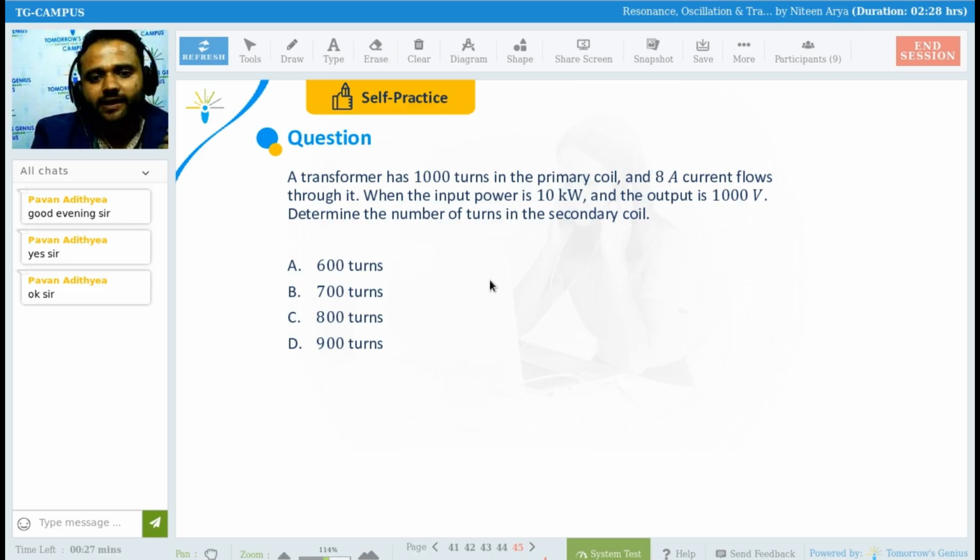Okay. A transformer has that much turns in primary coil and 8 ampere current flows through it. When the input power is this and the output voltage is this, determine the number of turns in the secondary. See, input power is given, current is given, so voltage is given. Clear? Input voltage, output voltage is given, primary turns is also given. So you need to find the secondary. I'm not helping you in any case in this. Find this. That is very easy. Number of turns. And then we are done for this class.